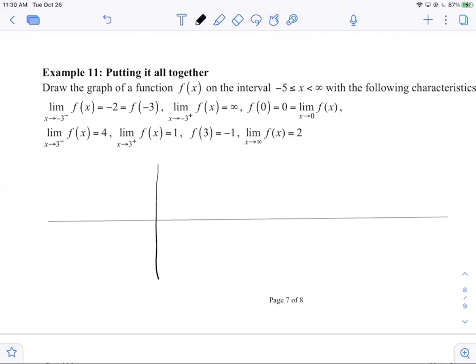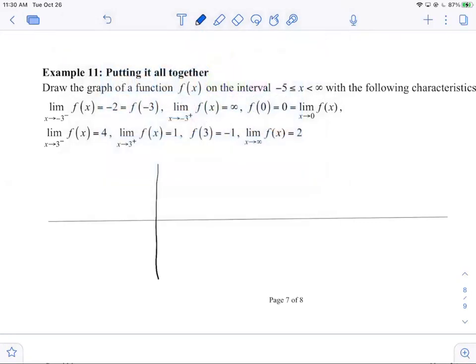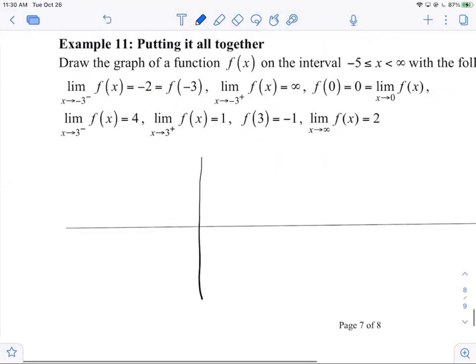All right. So let's just go ahead. I'll pick blue here for my graph. We have to go all the way out to -5. So -1, -2, -3, -4. There's -5. And now let's just go from left to right.